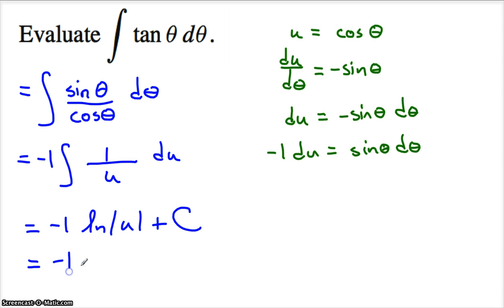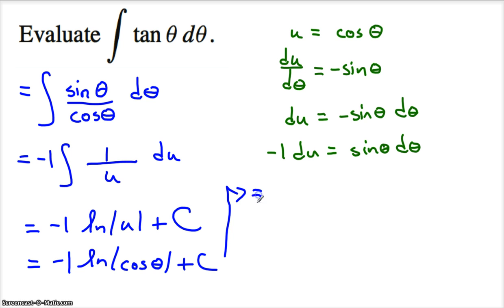And now we're going to replace u with cos theta. This is the absolute value of cos theta plus c. So we're done here, but if you were to look up the antiderivative of tan theta d theta in the textbook, you're not going to see this. I'm going to show you what you're going to see.